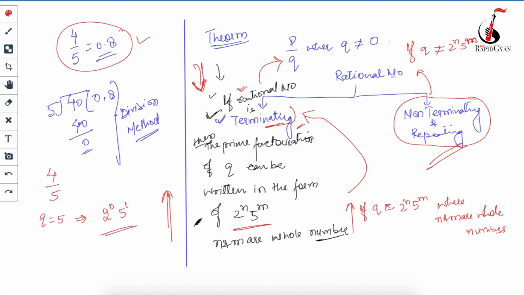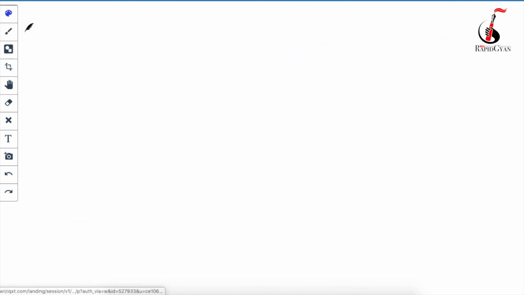Just understand, anything to the power 0 is equal to 1. If I write 5 to the power 0, it will be 1. 10 to the power 0 will give me 1. Anything to the power 0 is equal to 1. If I put 0 above your name, suppose your name is Atul, Atul to the power 0 will give me answer 1. So here the denominator I can write in the form of 2 to the power 0, 5 to the power 1. Got it?